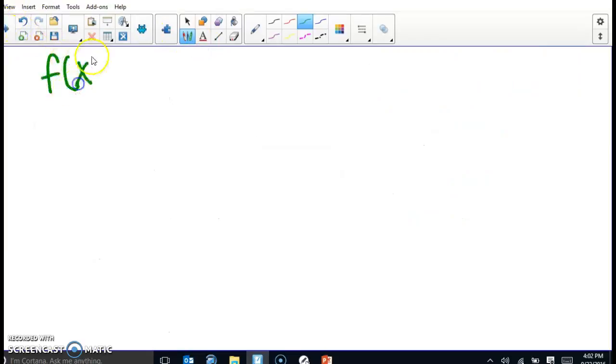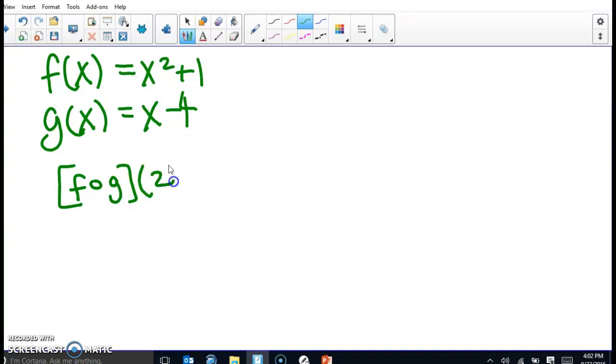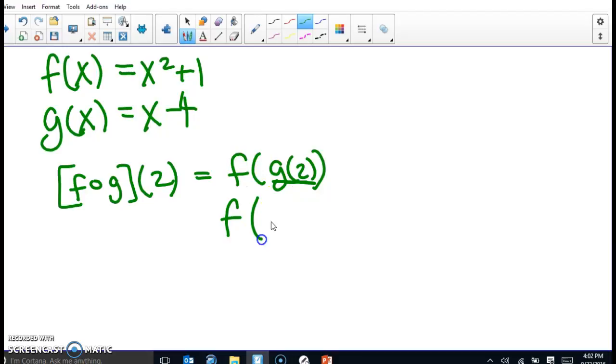Alright, so I have f of x is x squared plus 1, and g of x is x minus 4. And we're just going to look at f of g of 2. So I'm going to rewrite this so it makes more sense to me. So this is saying that I'm plugging 2 into my g equation. So I'm just going to bring this down. And I have 2 minus 4. So 2 minus 4 is negative 2.